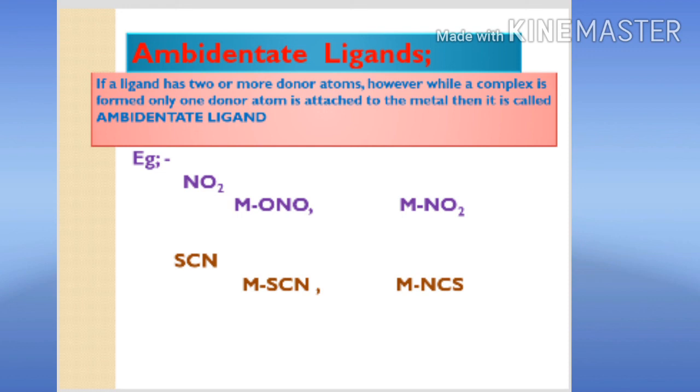If sulfur donates the electrons to the central metal atom, it becomes thiocyanato, and if nitrogen donates its lone pair of electrons to the metal, then it becomes isothiocyanato. And here we have finished the types of ligands.